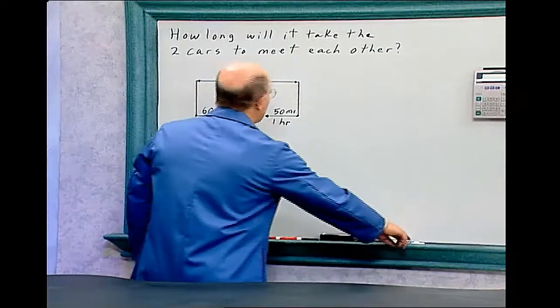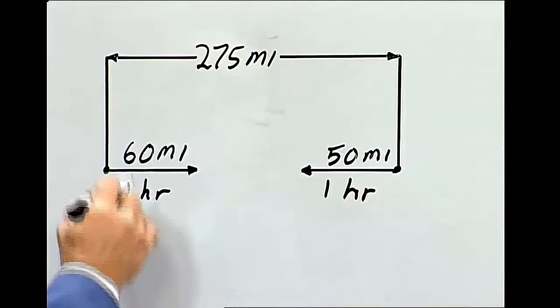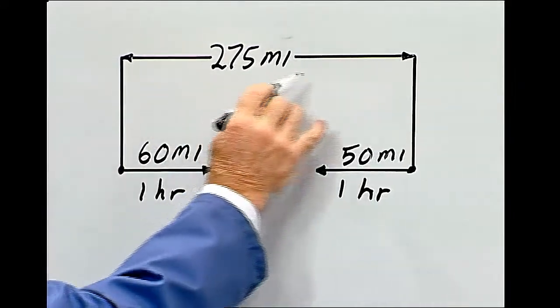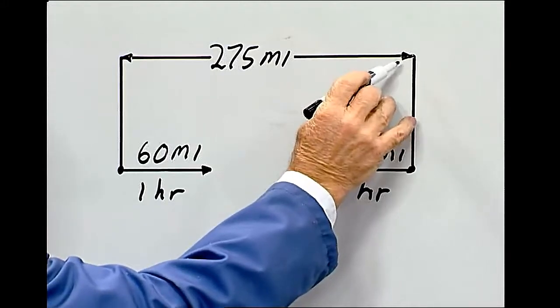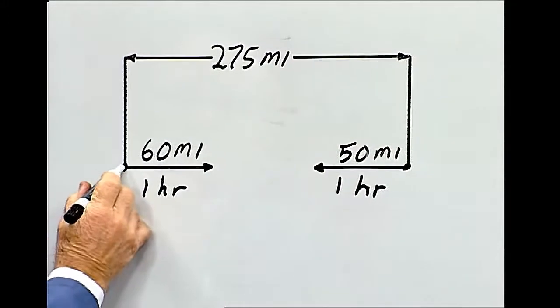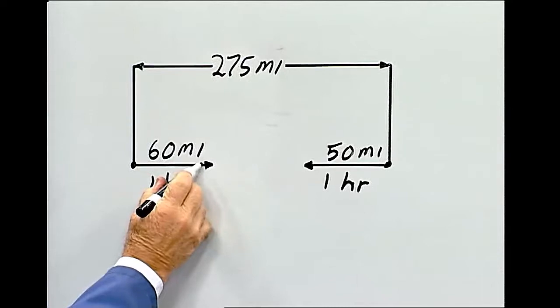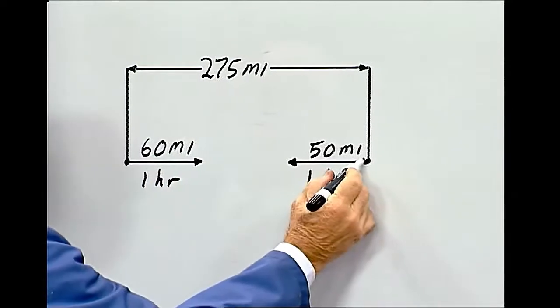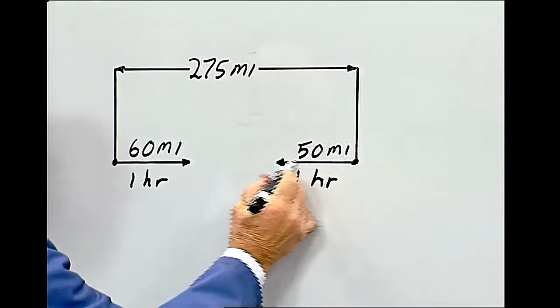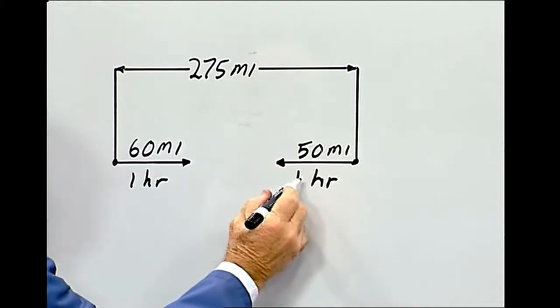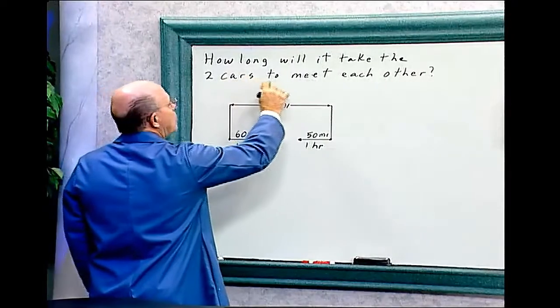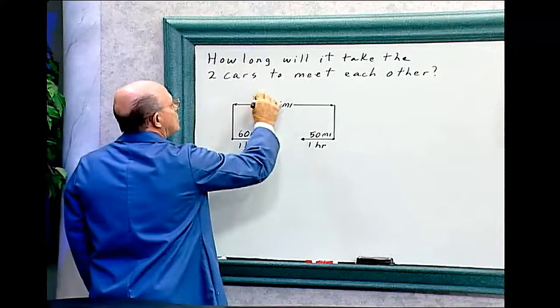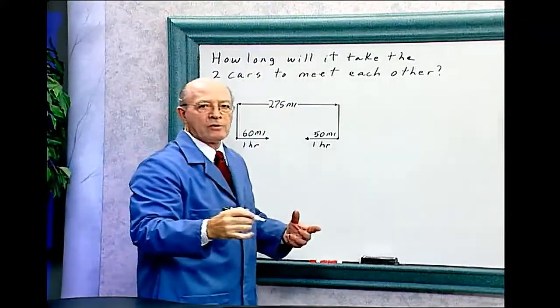And so what we have here then is the total distance is 275 miles. One car starts here and travels 60 miles an hour. The other car is traveling this way and is going 50 miles an hour. And the question is, how long will it take the two cars to meet each other?